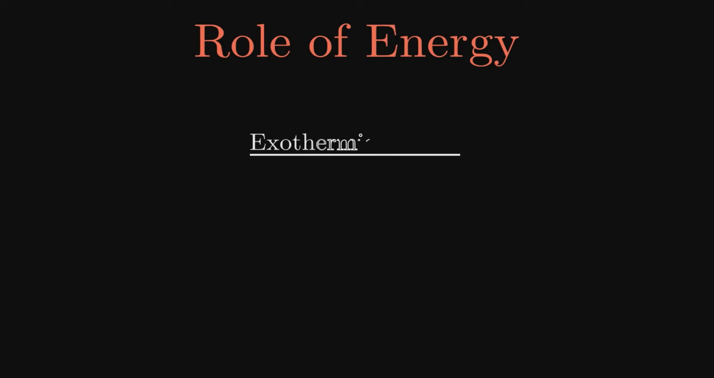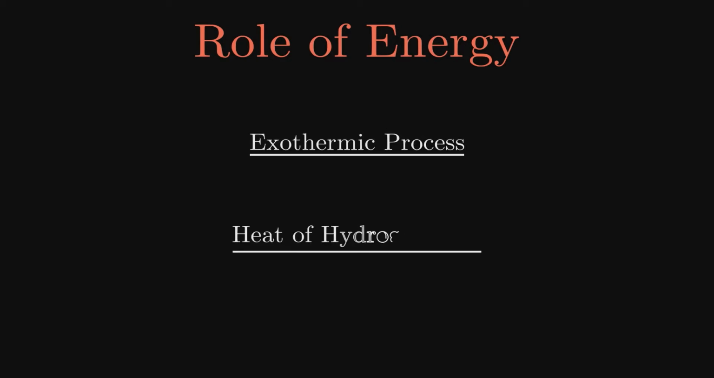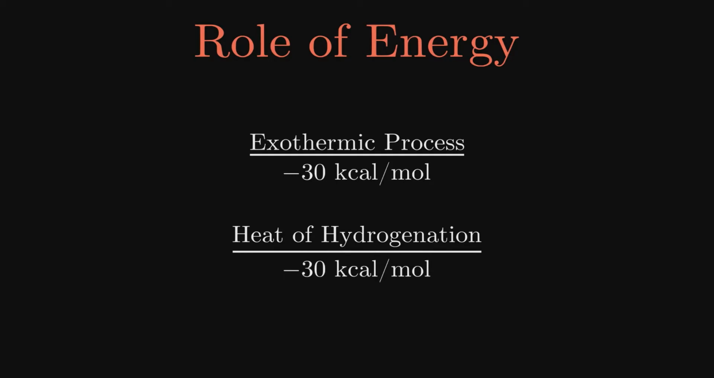Hydrogenation is an exothermic process, and the energy released is called the heat of hydrogenation. Exothermic processes have negative delta H values, and a value of negative 30 is a reasonable one. It would also be reasonable to expect the heat of hydrogenation to be negative, so naturally, when describing heats of hydrogenation, chemists typically refer to them as a positive value. If we can overlook this ridiculousness, we can use this value to our advantage.